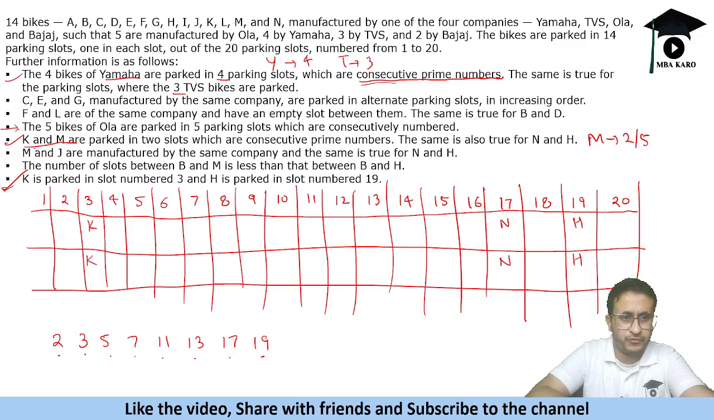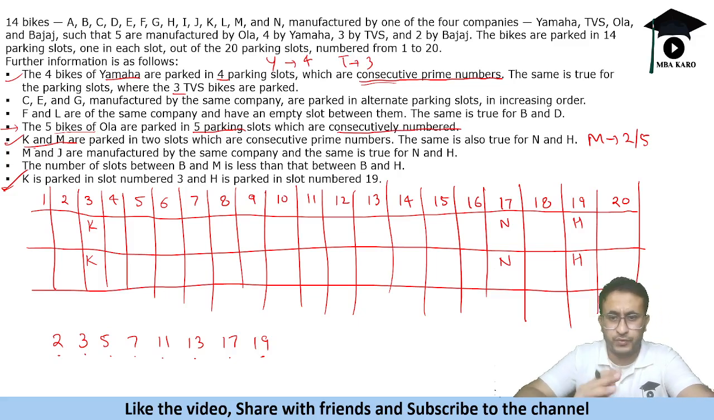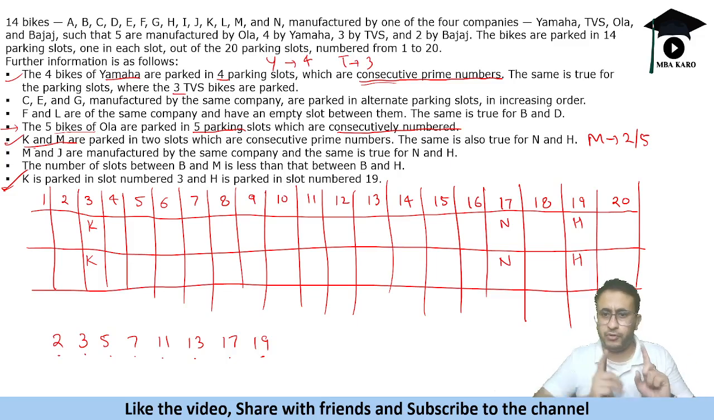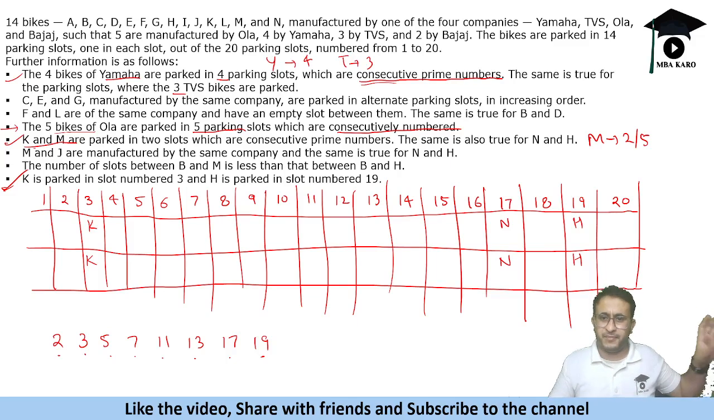If you look at point number 4, it says the 5 bikes of Ola are parked in 5 parking slots which are consecutively numbered. Okay, it is consecutively numbered. Okay, so we know about 3 companies, right? Yamaha, TVS, and Ola. Right? Ola are all together. Yamaha prime numbers which are together. TVS prime numbers which are together. So it is not like one bike of Yamaha will be in the beginning, one will be in the end. See, if they are in the beginning, all three will be in the beginning. If they are towards the end, they will be towards the end.